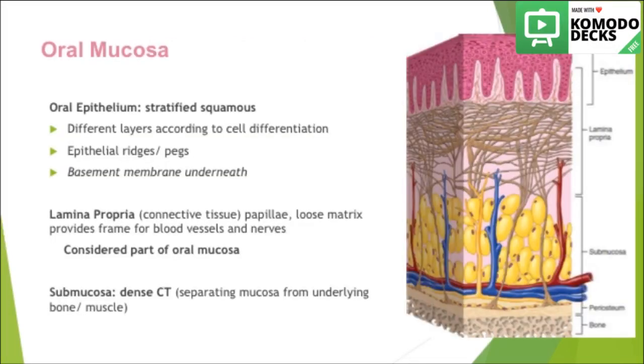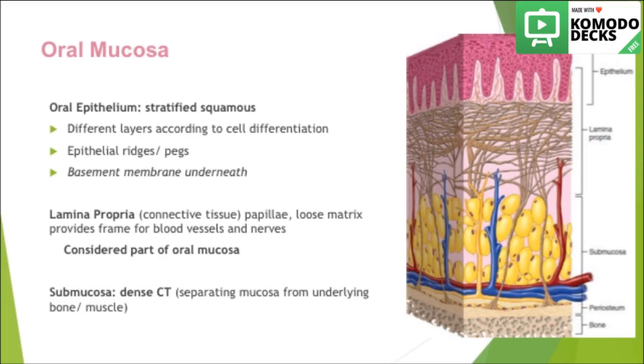Firstly, the oral epithelium in the oral mucosa is a stratified squamous epithelium, stratified signifying that it is a layer of cells, not just one single layer, and squamous specifying the flat shape of the cells. Now we have different layers according to the cell differentiation. We have epithelial ridges or epithelial rete pegs, so the surface of the epithelium is not flat, and underneath we have a basement membrane.